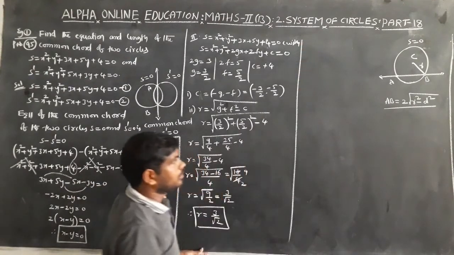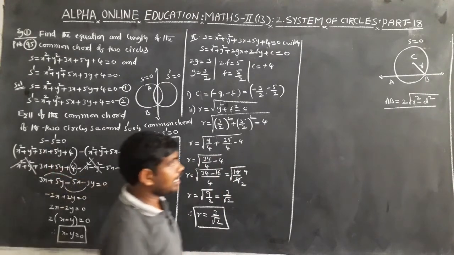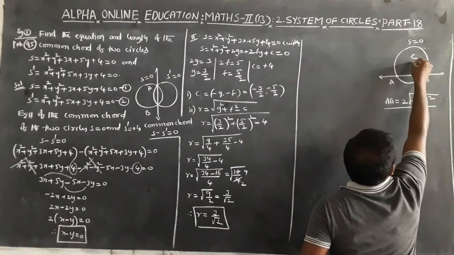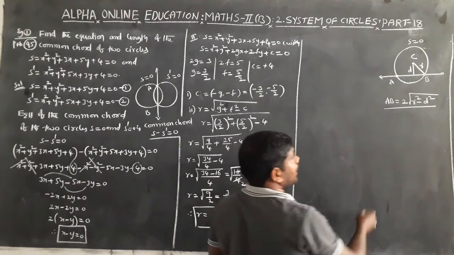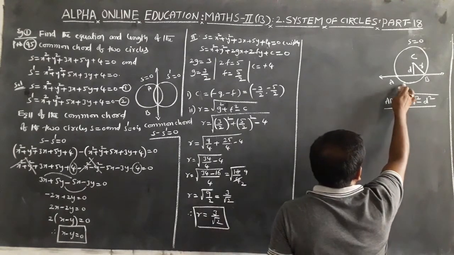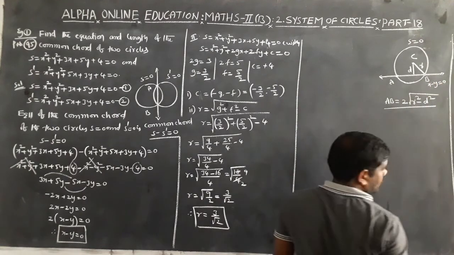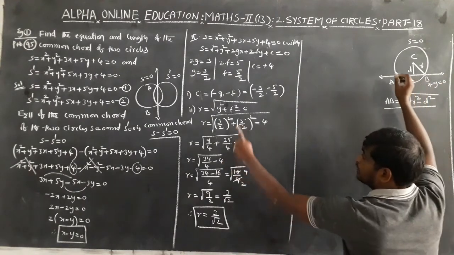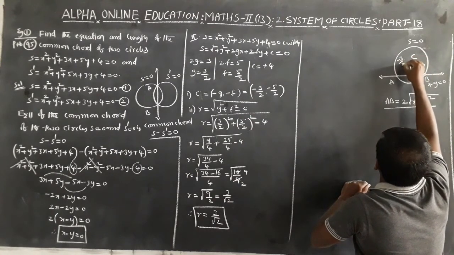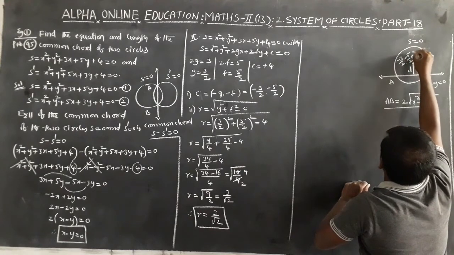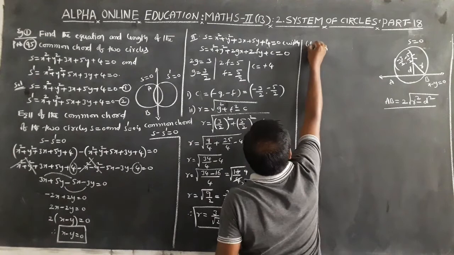Here, find the center and radius of the circle. Again, find the perpendicular distance from the center to the line. The equation of the chord is x minus y is equal to 0. The center is (-3/2, -5/2).